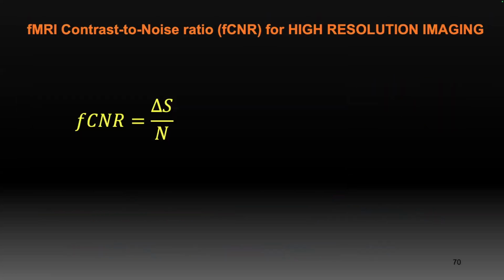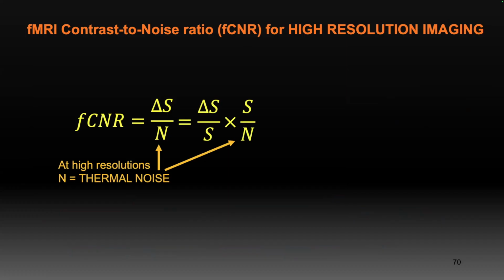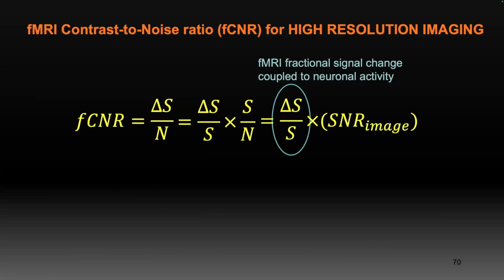Now we can look at what is the functional contrast to noise ratio for fMRI. So we said delta S over N, we can rewrite it like this. And if you do high resolution, and this noise is thermal noise, then you end up with this particular equation. If we say we're looking in the thermal noise domain, it is just delta S over S times the SNR of the image. And so this is the BOLD effect.